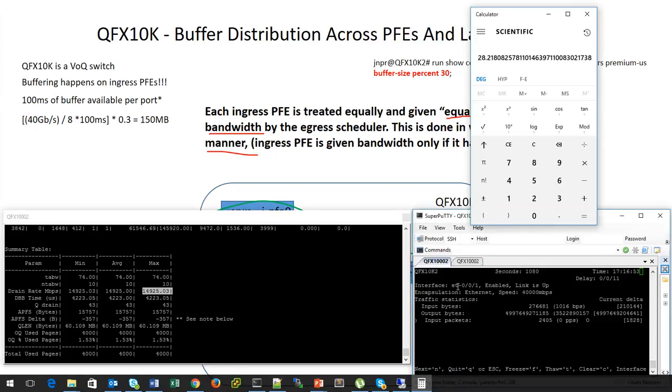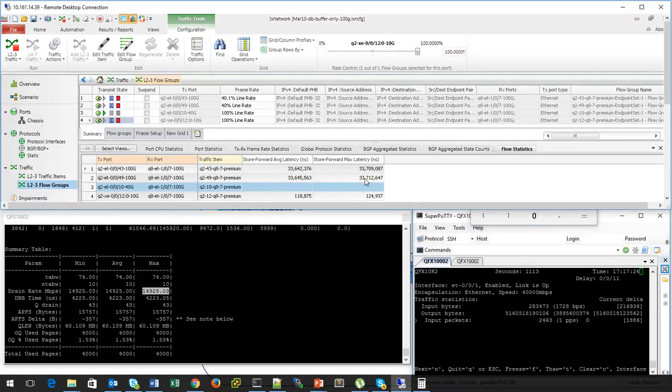And if we quickly take these numbers again, just to check our logic, times 8 divided by drain rate, times, to get milliseconds, we get 32.2. And what does Ixia say? Ixia says 33.7. So our mathematics is correct. Everything seems to be in agreement.